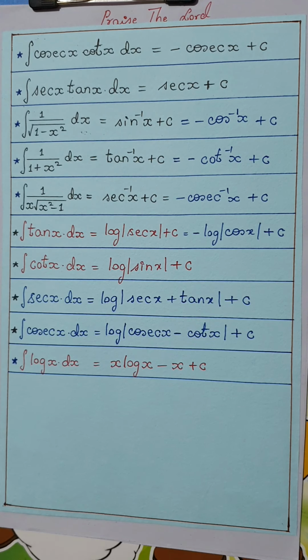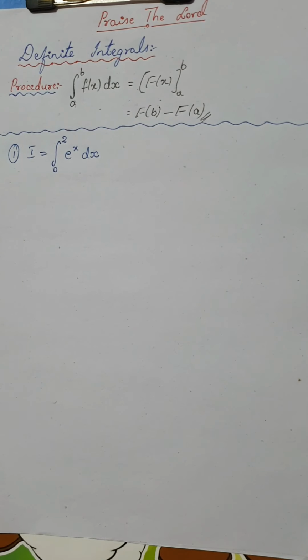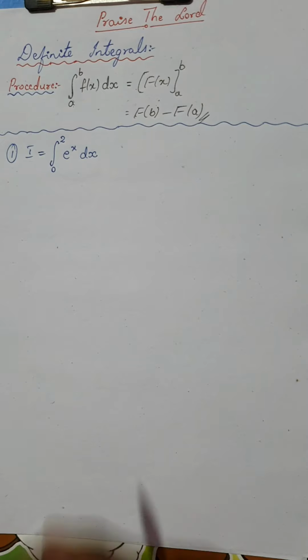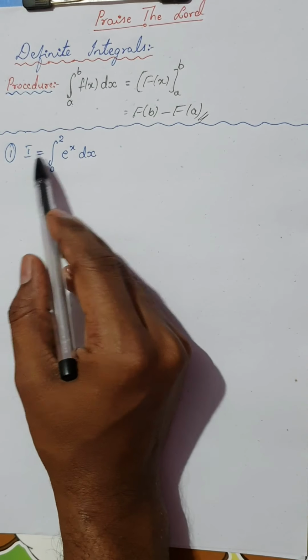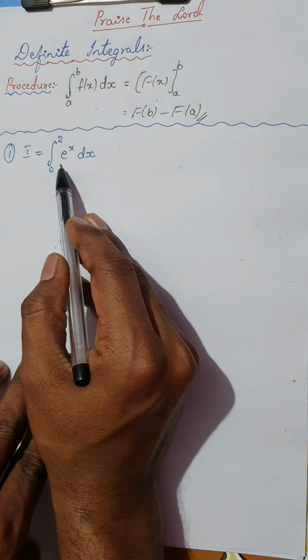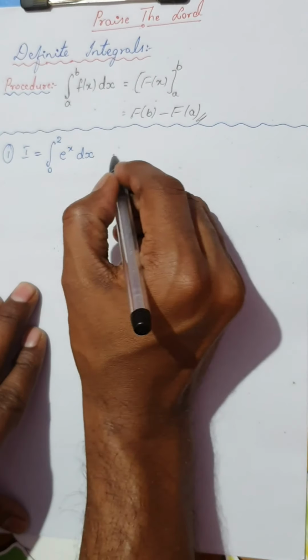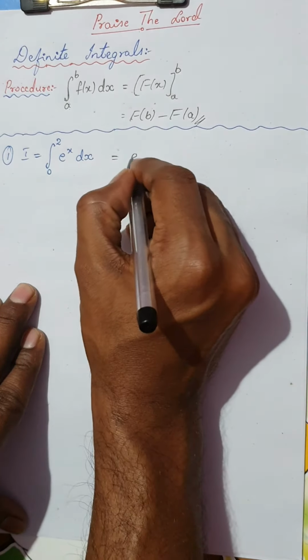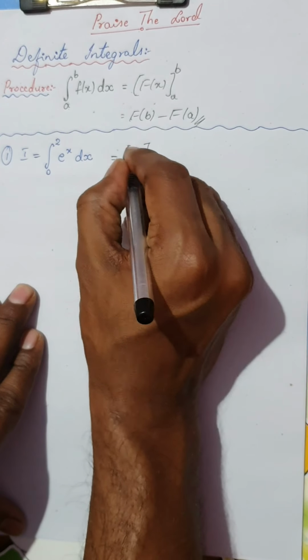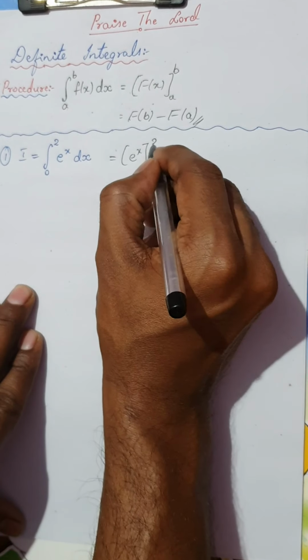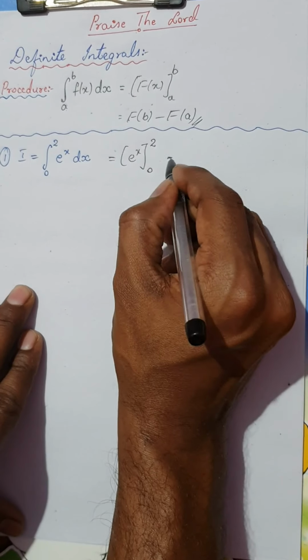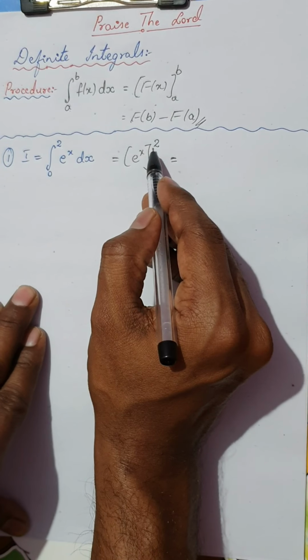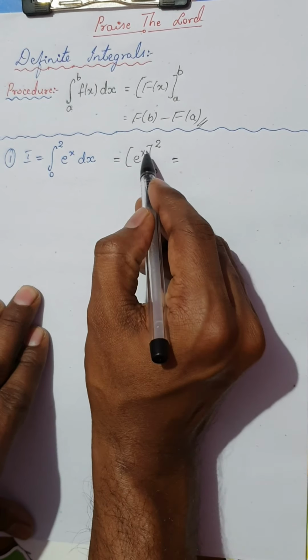Okay, let's not waste time. Moving on to the first question. Let us start with a very simple example. Let us consider I equal to the integral from 0 to 2 of e power x dx. First integrate it. The integral of e power x, we all know, is e power x within the limits 0 to 2. Now apply the limits. Remember, always apply the upper limit minus the lower limit.